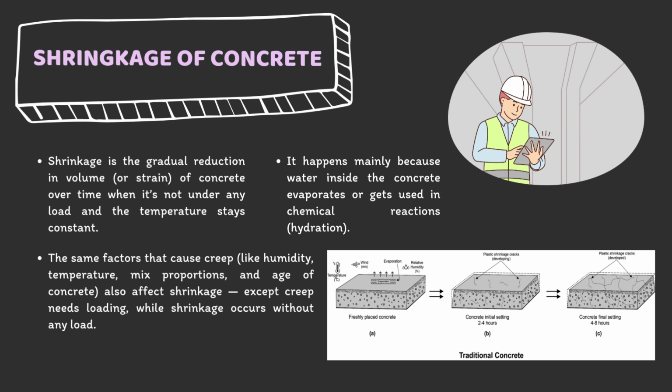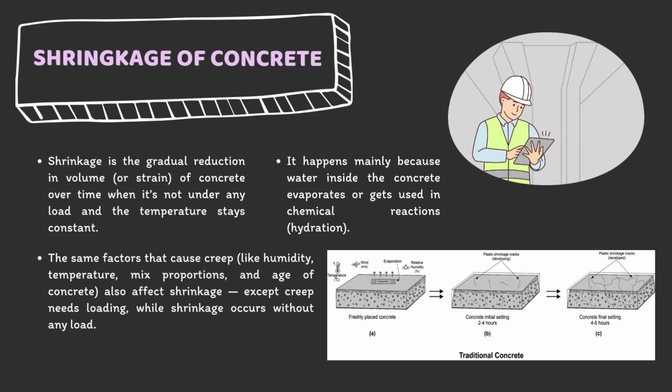Hi, my name is Muhammad Akil Zohair. So, the second loss that is time dependent is shrinkage. What is shrinkage? Shrinkage is the gradual reduction in volume or strength of concrete over time when it is not under any load and the temperature stays constant. What are the factors why shrinkage happens? It happens mainly because water inside the concrete evaporates or gets used in the chemical reaction, which is hydration.